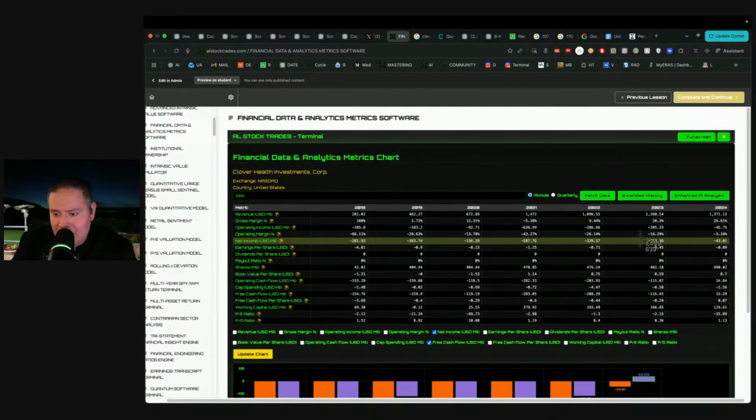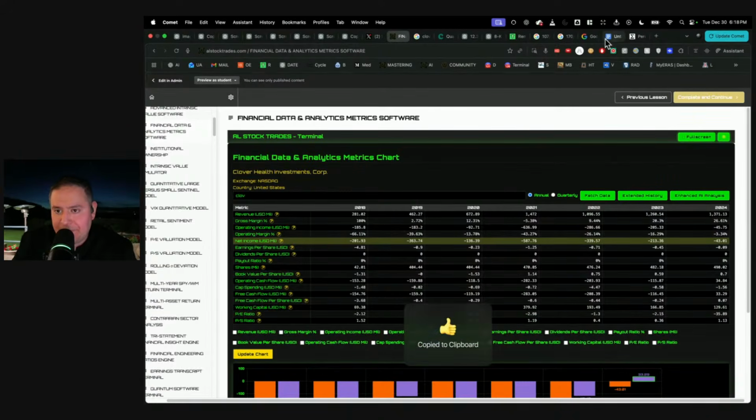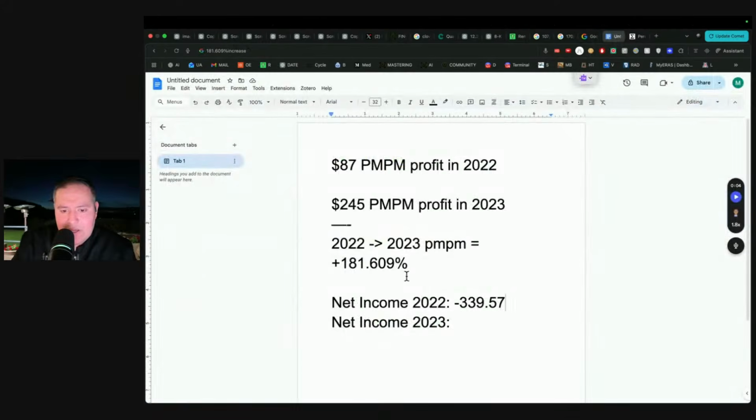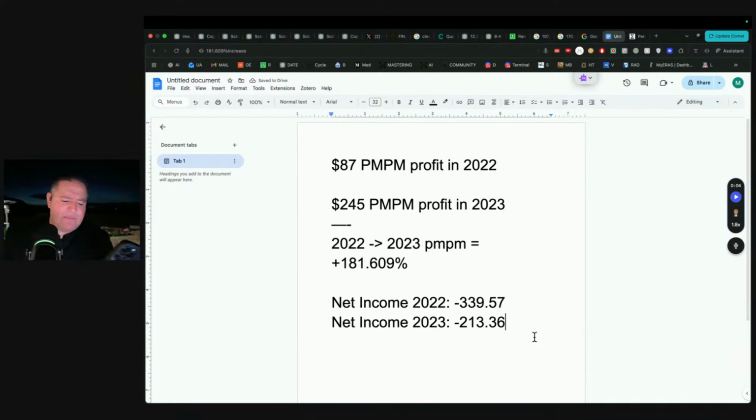Anyhow, let's go back and do 2023. Okay, there it is. Now I want to know the improvement. 213.36. Let's see if we can calculate this improvement here. Let me just use ChatGPT. This is a negative number, so let me see if I can. All right, do this one for me.